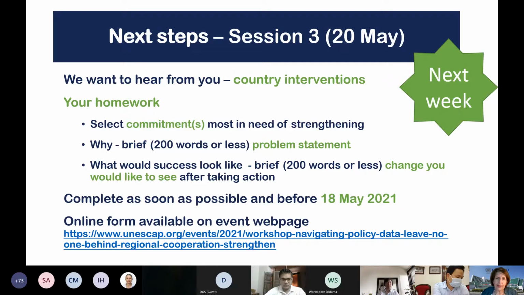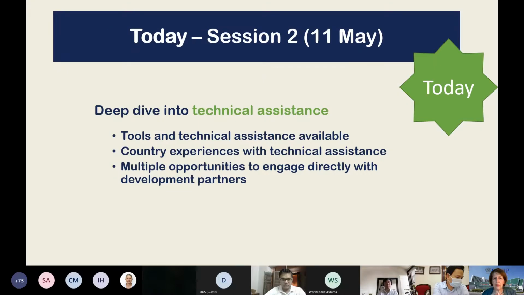But today, the focus of today, let me just move my slide forward. The focus of today then is to do more of a deep dive into technical assistance. So yesterday we focused very much on the tools that were available for supporting you to strengthen your statistical system. And today we're going to talk a little bit more about the technical assistance that's available.